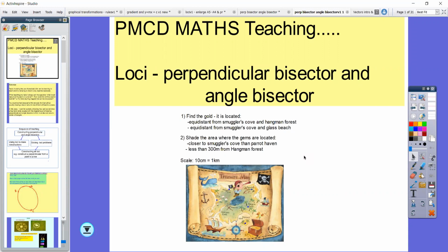This session we're looking at loci, the introduction to loci, which I will start with perpendicular and angle bisector, which I think most people do, so there's no surprise there.